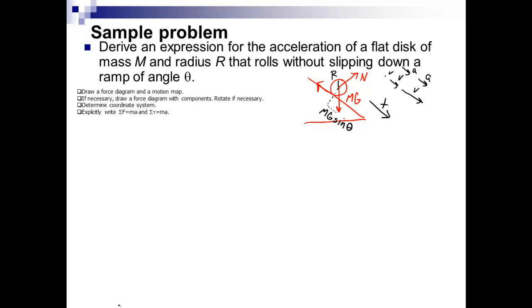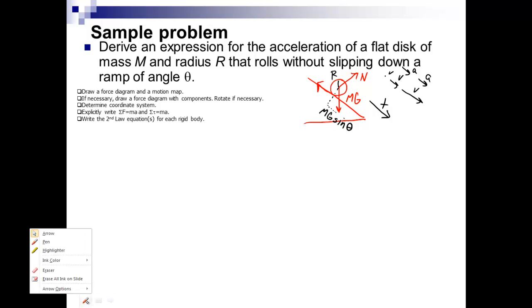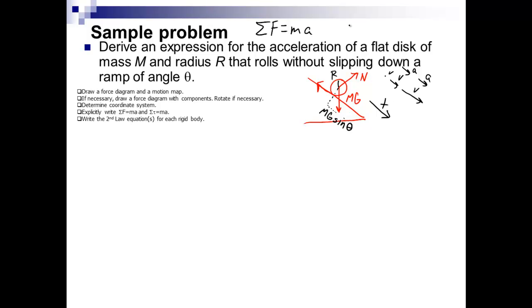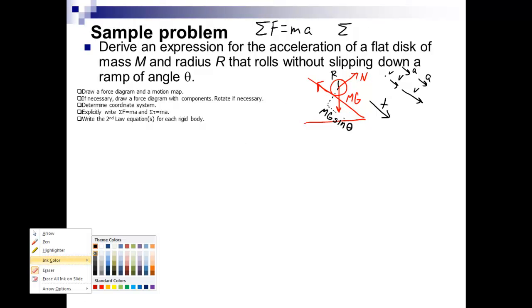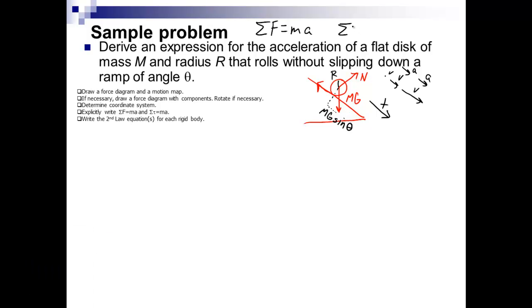The next step is to explicitly write out the sum of the forces equals ma. So we'll actually just write that out. The sum of the forces equals ma. And we'll also explicitly write out that the sum of the torques, let me rewrite that. Now this is important for the AP test because we want to make sure we let the graders know that we know these facts. The sum of the torques equals 0. Oh, I'm sorry. The sum of the torques equals I alpha. So we want to explicitly write those out.